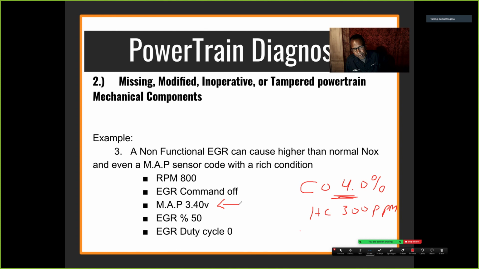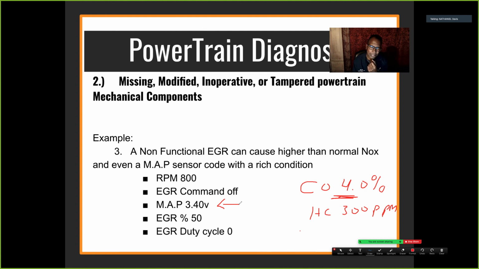And then the MAP, yeah, the MAP's pretty high, meaning there's barometric pressure in the intake. You mean a load on the intake? Load, yeah. It's a load, yeah. That's about all I noticed. I'm not sure what else I'm missing.